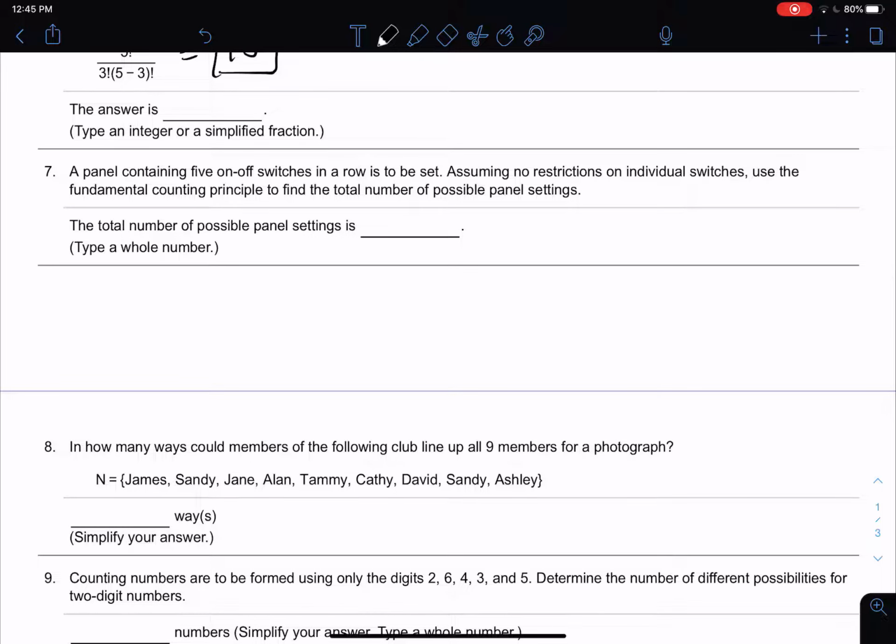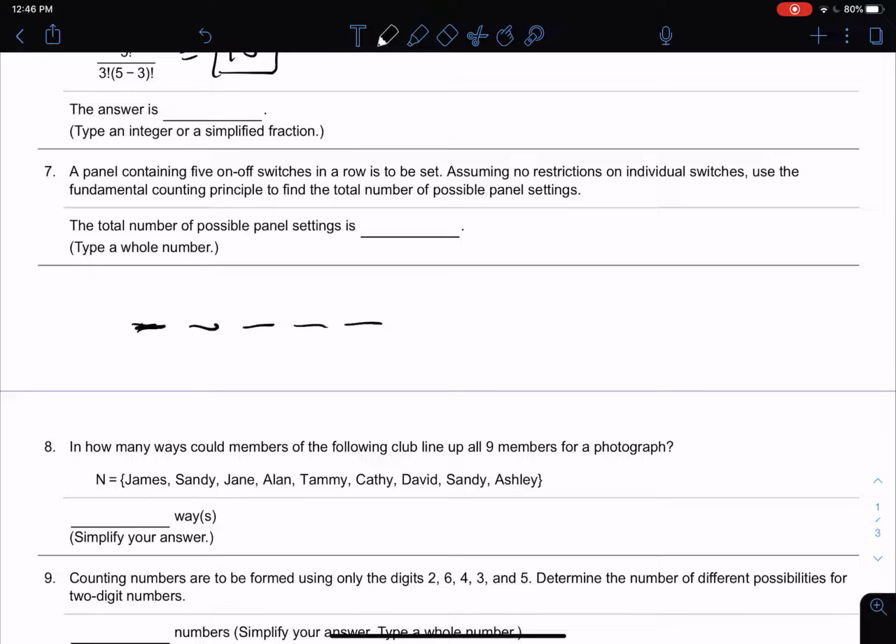Number 7. So it says, a panel containing 5 on-off switches in a row is to be set. Assuming no restrictions on individual switches, use the fundamental counting principle to find the total number of possible panel settings. So the fundamental counting principle, the way we can do this is by thinking, how many do we have? 5. So we have 5 switches: 1, 2, 3, 4, 5.